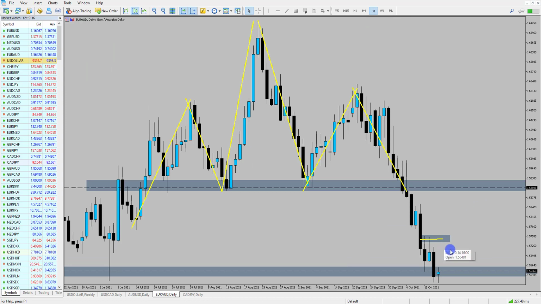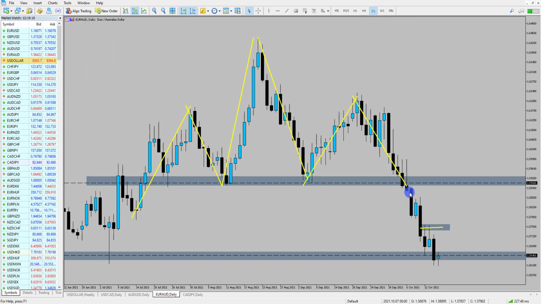So again, very similar to the Aussie US dollar, we haven't really had many lower highs form on this or many retracement phases. So maybe we're going to start to see that retracement phase if the Aussie US dollar price starts to pull back a little bit. Euro Oz could move a little bit higher before continuing that downtrend.